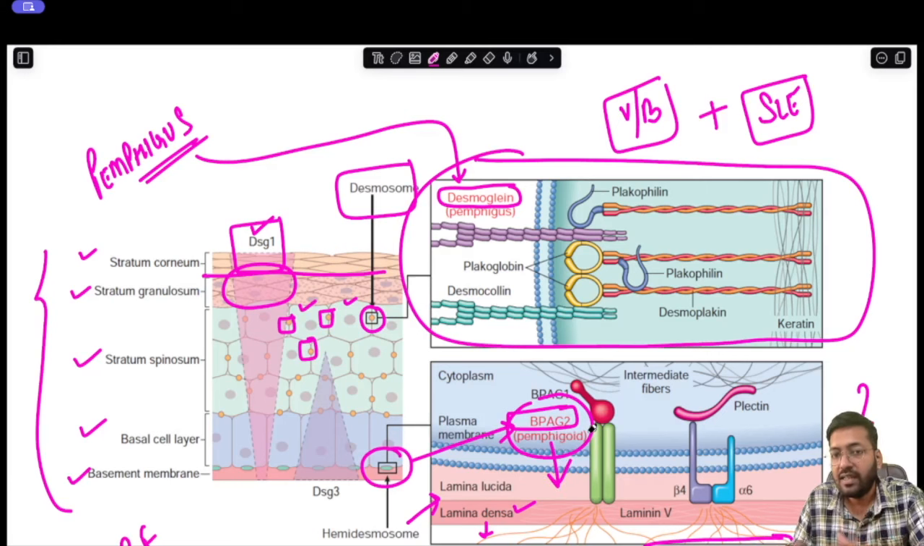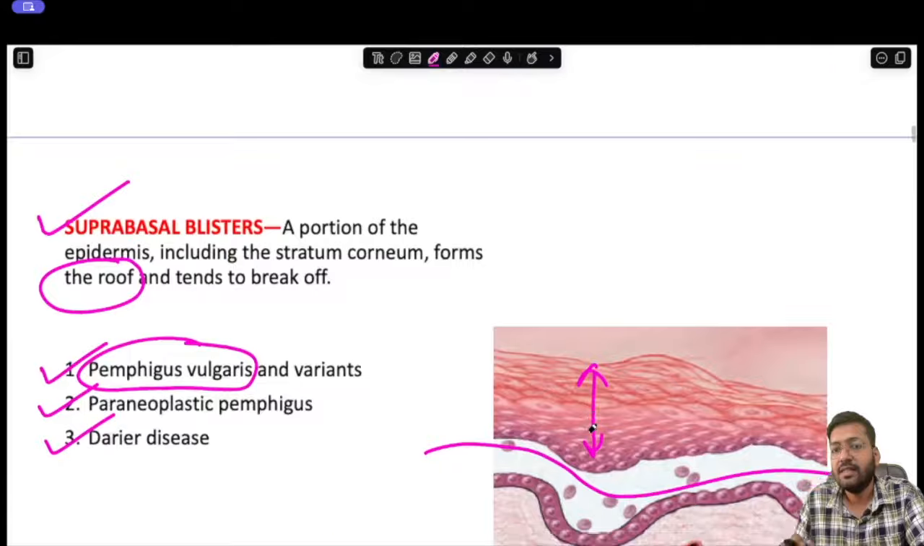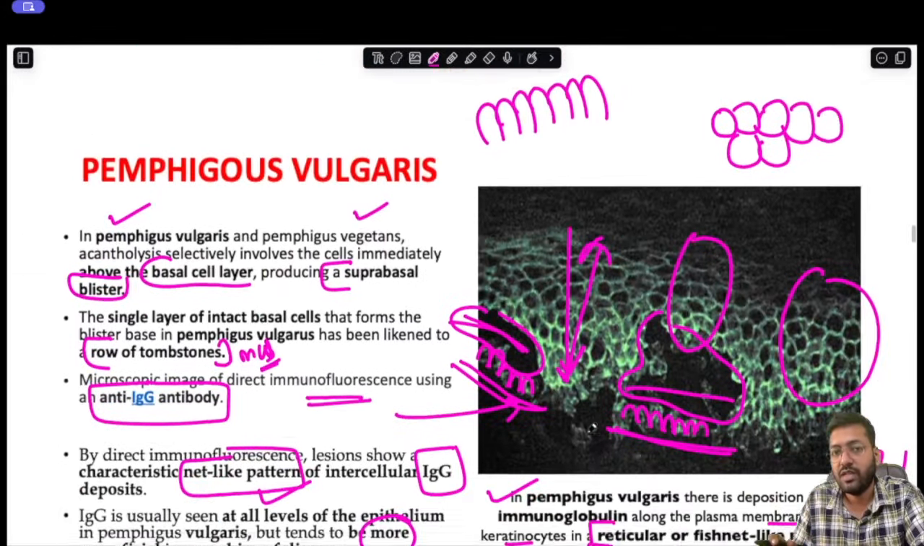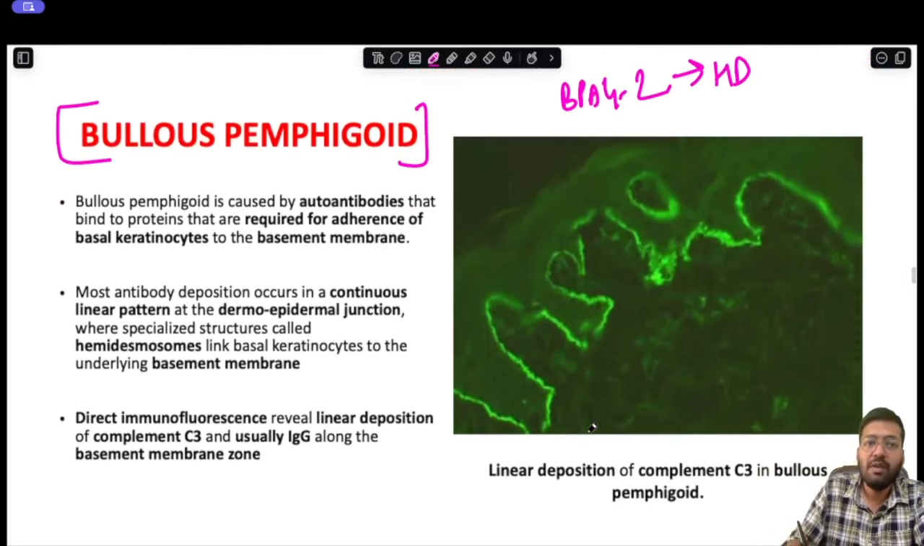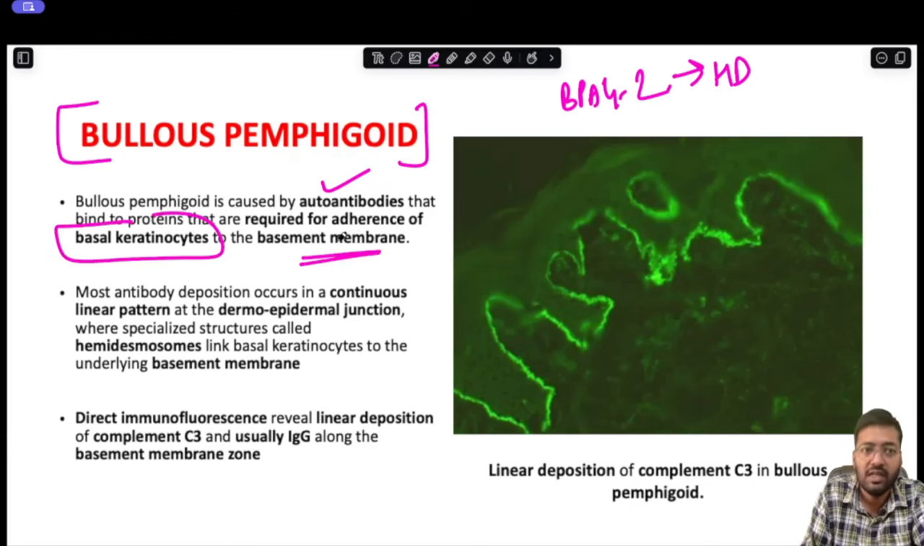Again over here the separation is taking place at the junction of epidermis and dermis. So it is a subepidermal condition, and subepidermal blister formation occurs in bullous pemphigoid. It is caused by autoantibodies that bind to proteins required for the adherence of the basal keratinocytes to the basement membrane. Most antibody deposition occurs in a continuous linear pattern, a straight line at the dermoepidermal junction, where specialized structures called hemidesmosomes link the basal keratinocytes to the underlying basement membrane.